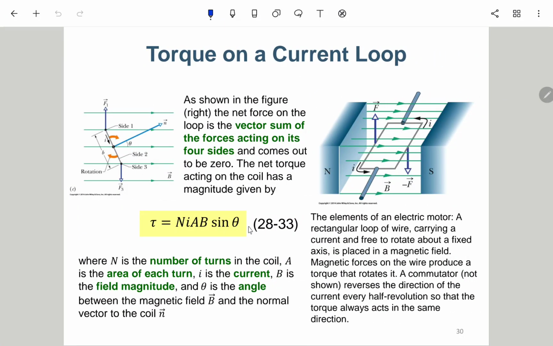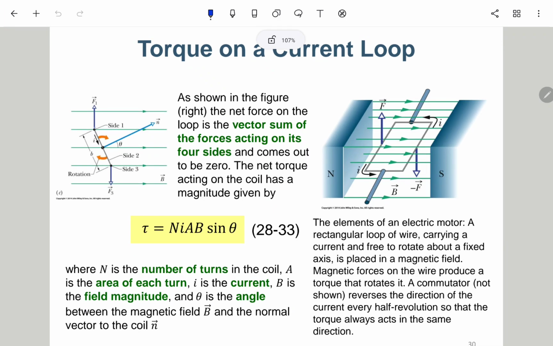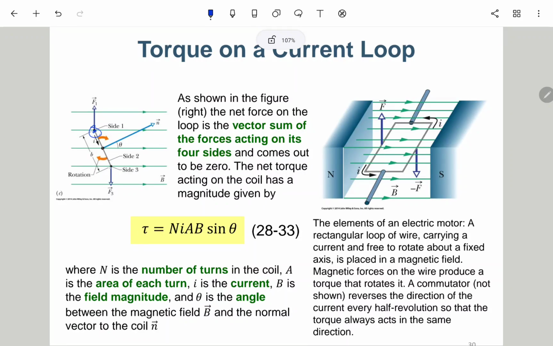Okay, so let me simply talk about the torque on the current loop, and then we can finish. If we have a current-carrying wire in the B field, then there will be a torque making this loop rotate. So the idea is like this: if the B field is pointing to the right side, and suppose there is a current I going out of the page here and then going into the page there.